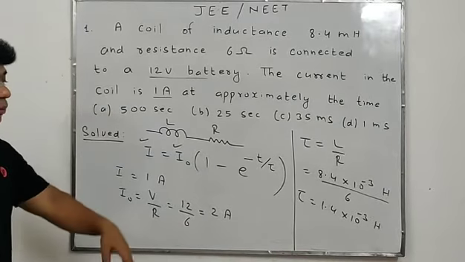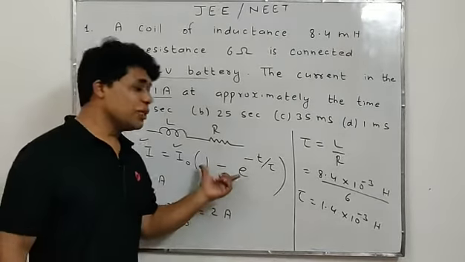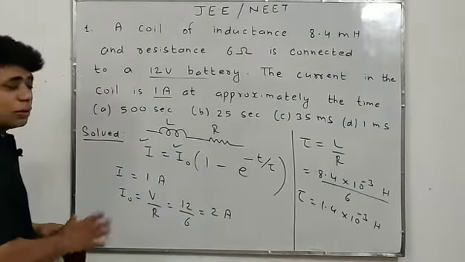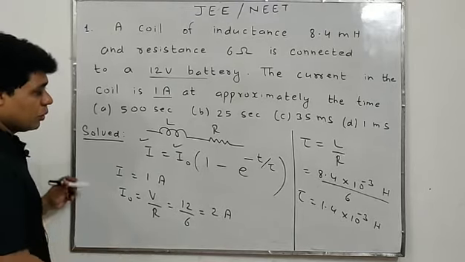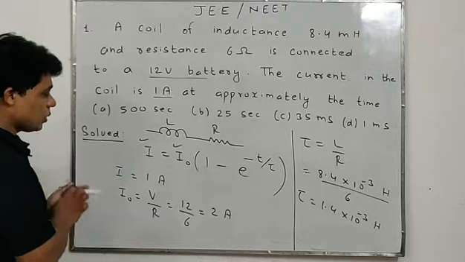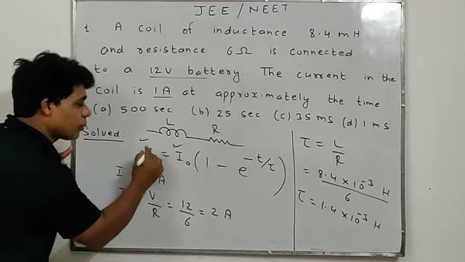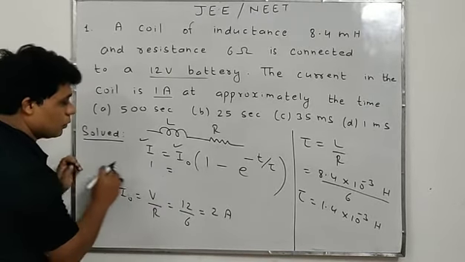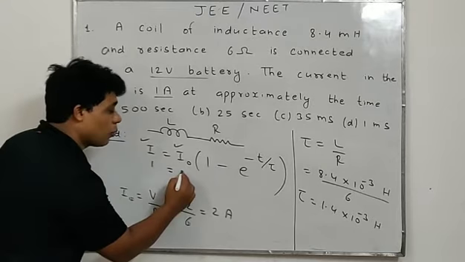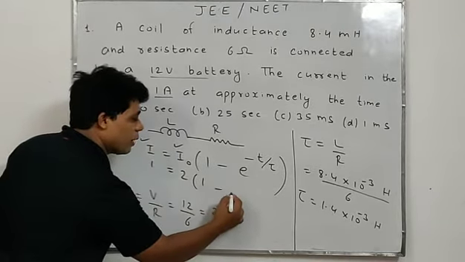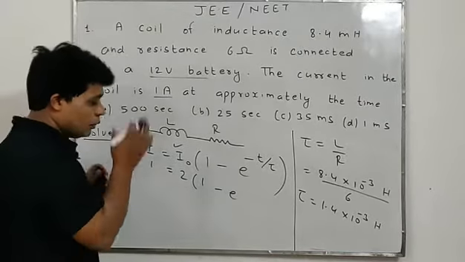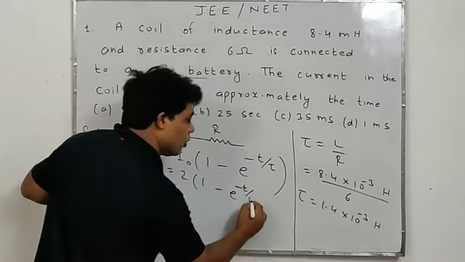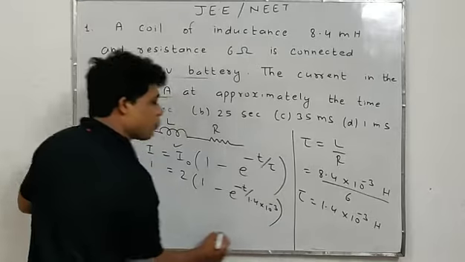So just see the values. I'm going to put all these values in this equation, so you can take a screenshot. Now I'm going to remove this part. Have you noticed? Now, students, just remember I is 1, so instead of I I'm going to put 1. I naught is 2, so instead of I naught I'm going to put 2. Then 1 minus e to the power minus small t, which we have to find, divided by tau, 1.4 into 10 to the power minus 3, that is the time constant.